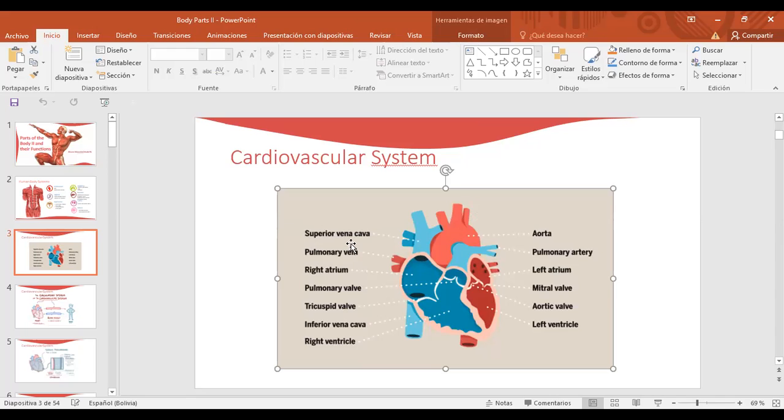This one? Superior vena cava. Awesome. A lot of people had some problems with pronunciation with this term. What about this one? Right atrium. Great. And this one? Tricuspid valve. Tricuspid, yes, that last one. And this one? Mitral valve. I don't know why you are so shy because you did all right.